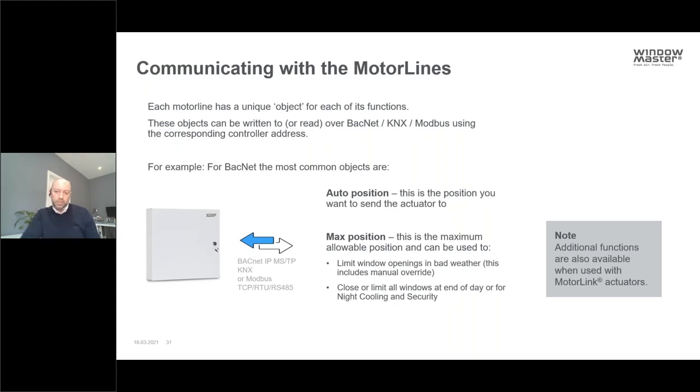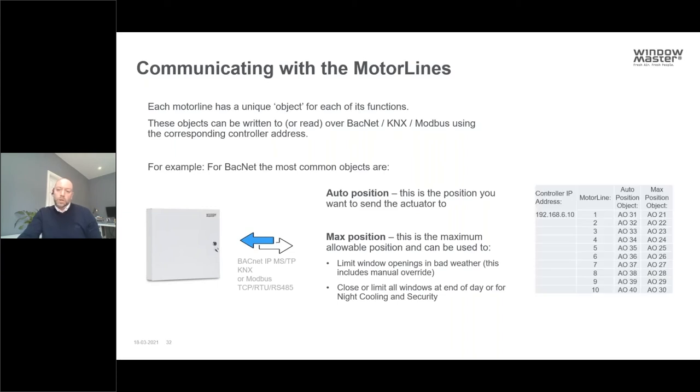And as I mentioned before, there's additional functions also available when you use our motor-link actuators, but for now, let's just concentrate on any third-party 24-volt DC actuator. And on the right there, we've just got a simple list. So you've got a controller with an IP address. It's got 10 motor lines on it, and then it's got an auto position object that you can see listed there, a different object for each motor line. And then you've got a max position object, again, one for each motor line.